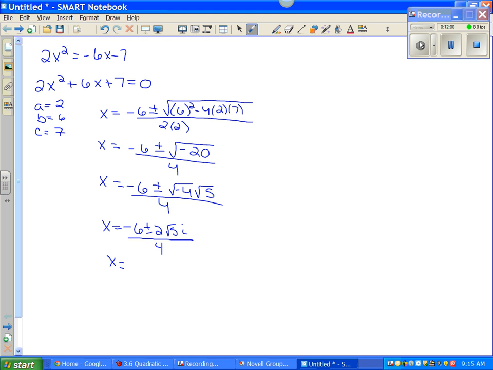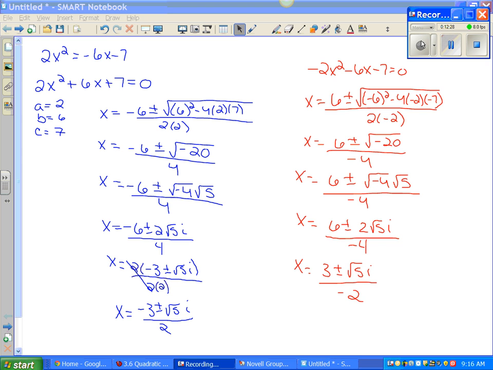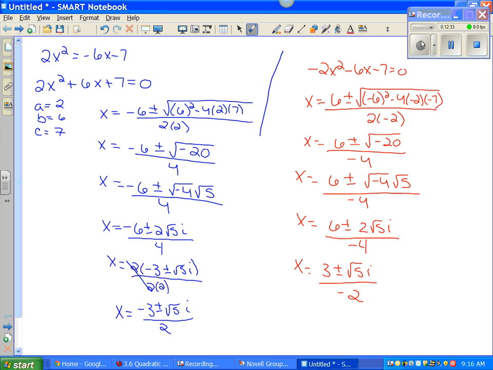Sure, 6, 2, and 4 are all divisible by 2. Okay, so this is reducible. So we could pull out a 2 from the top and divide the bottom by 2. So we get x equals negative 3 plus or minus radical 5i over 2. Okay? So if you move the 2x squared over, this is going to be the solution here on the right-hand side of your screen. They equal the same thing. So it's fine either way.